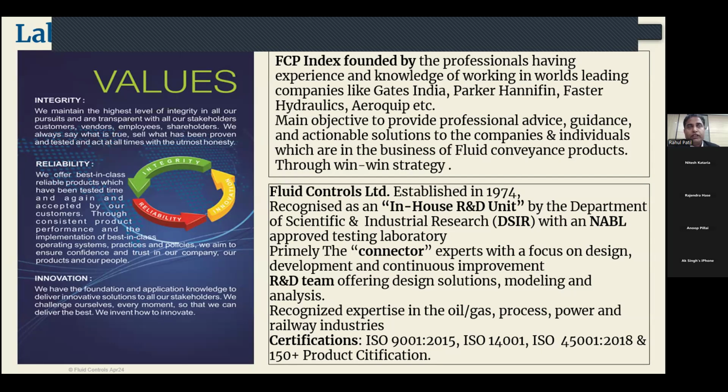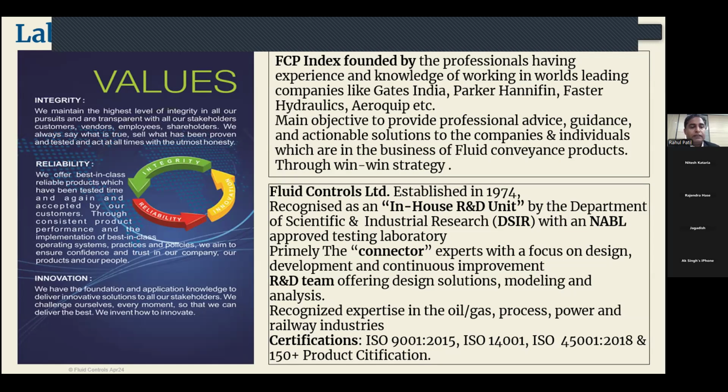The laboratory, whatever testing we are doing, is not limited to the national and international standard, and this laboratory is approved by the NABL as well.